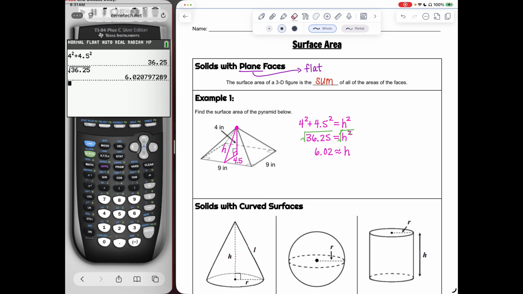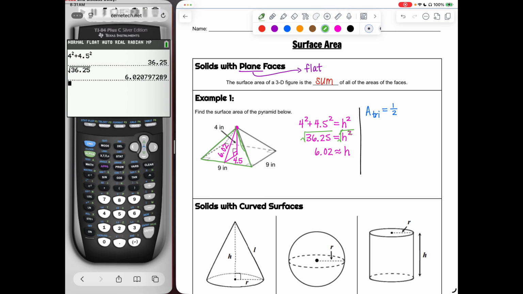So now that I have that the height of that triangle is 6.02, I'm going to write it in, and then I'm going to finish calculating my surface areas. Now that I know the height of that triangle, I can actually find the area of it. The area of a triangle is 1/2 times your base times your height. So remember, revert back to the original triangular face.